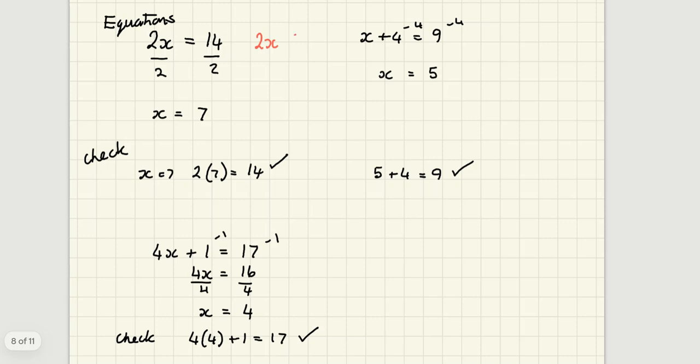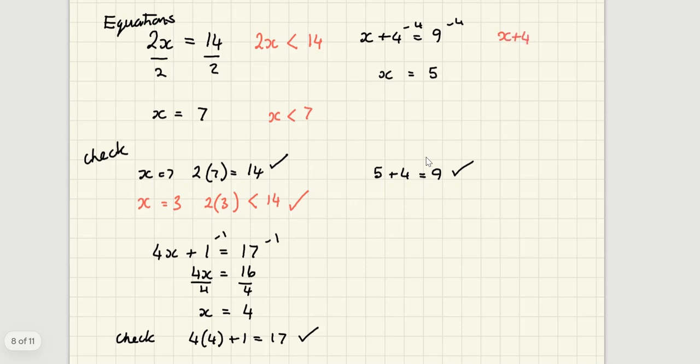Thank you. 2x is less than 14. Well, we've then got x must be less than 7. So instead of checking with x equals 7, I now need to check with a number less than 7. Let's say 6 if you want. I'm going to pick 3. 2 times 3, instead of equals 14, should be less than 14. 6 is less than 14. I'm happy.